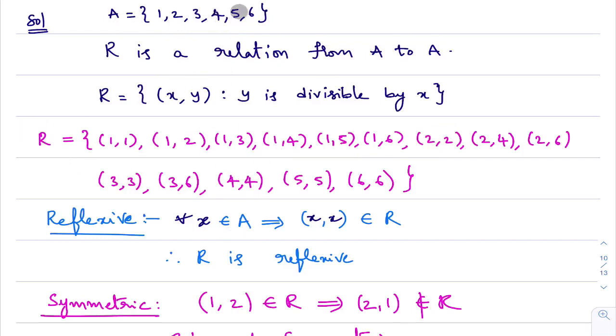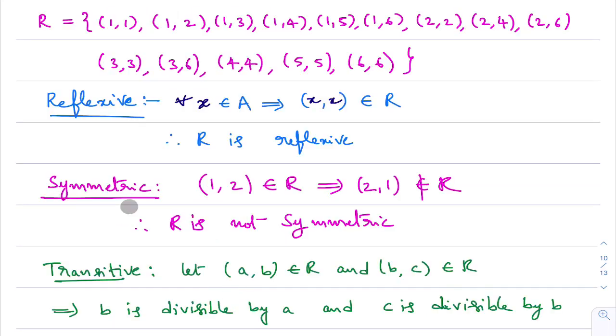Yes. You take 5 in set A. Is the ordered pair (5,5) there in this relation? You take 6 in set A. Is (6,6) there in this relation? What does it tell? It tells that for every x belonging to set A, the ordered pair (x,x) belongs to the relation. Therefore, this relation R is reflexive relation.